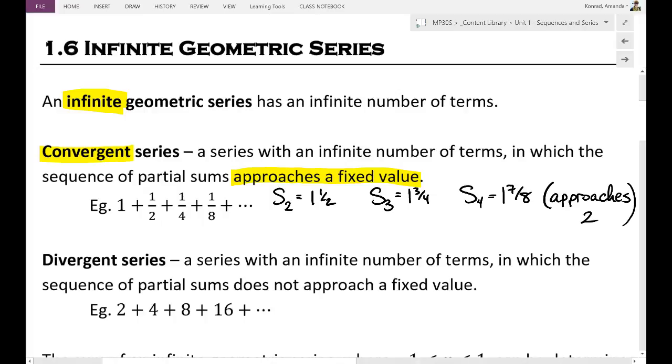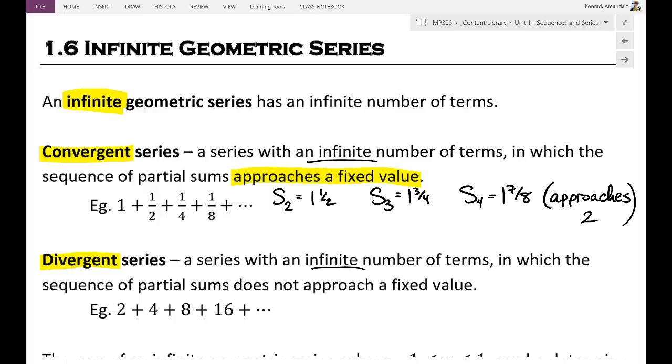Divergent series, on the other hand. Again, not the book. We're not going to be watching a movie about divergent series in this class. It's a series with an infinite number of terms. So again, we're seeing in both of these, they are infinite geometric series. But divergent series means that when we add up all those different terms, they are not coming to a fixed value. They are forever changing in terms of what that number is.